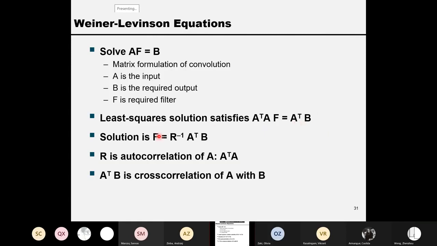Now, we simply call the square matrix R. We will explain what R is. You pre-multiply both sides by the inverse of this one, R minus one. So on the left hand side, the inverse multiplied by itself becomes the identity matrix, which is 1 on the main diagonal, right? So you end up at F. The right hand side was A transpose B, with no pre-multiplier by the inverse. So that's the solution.